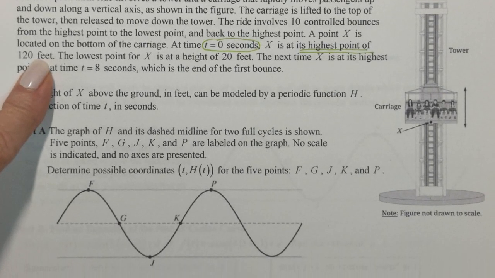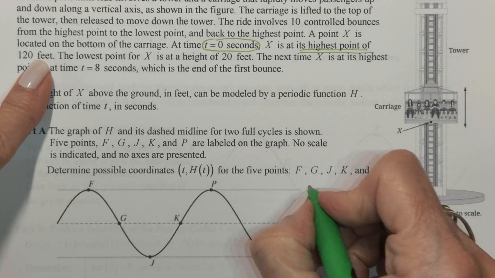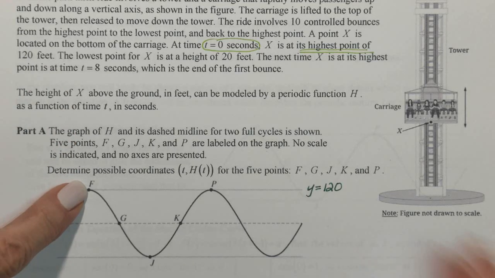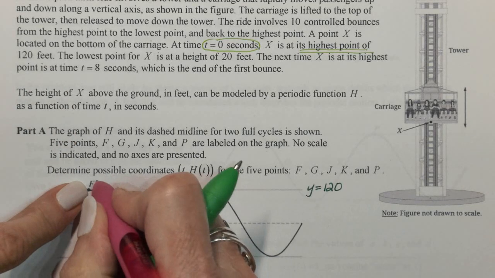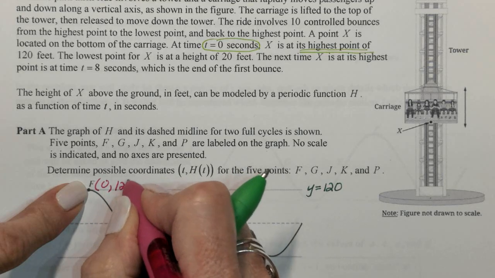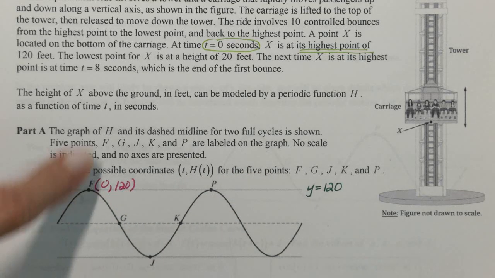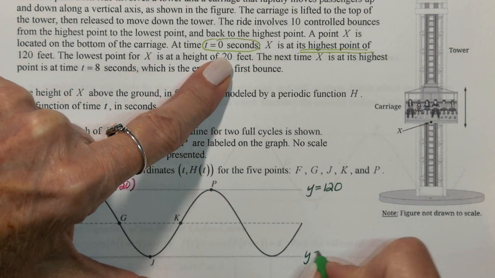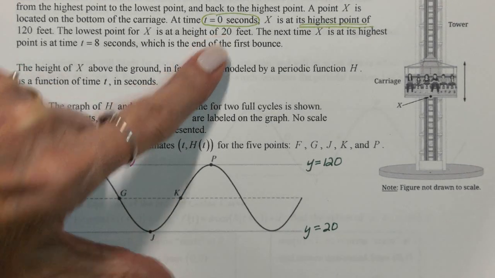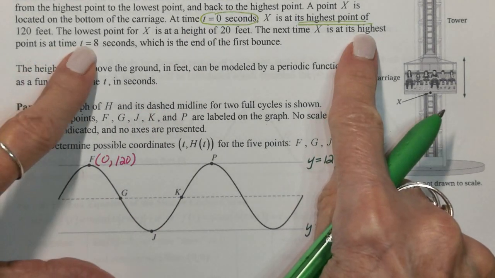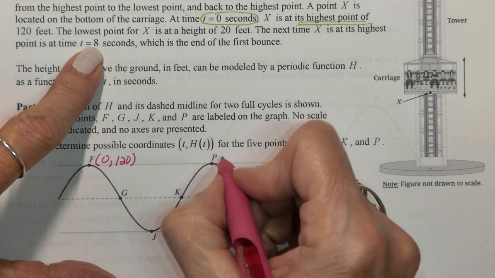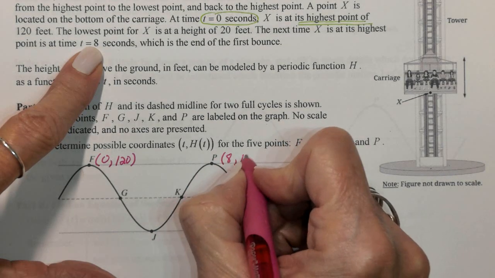So I'm going to come down here and start writing. The highest point will be 120 feet. And since that is my time 0, at time 0, we're at 120 feet. The lowest point is 20 feet. The next time that X is at the highest point is at time 8 seconds, which is the end of one bounce. So at 8 seconds, we're back to the top.